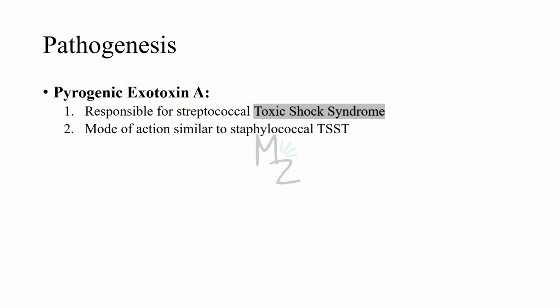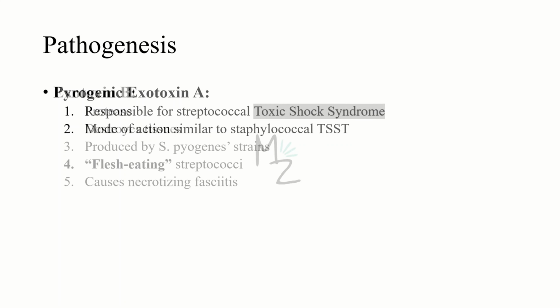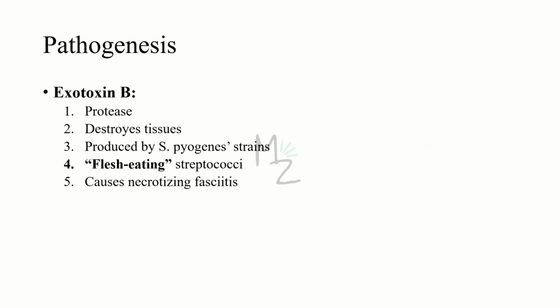The fourth one in the list is pyrogenic exotoxin A. It is the toxin responsible for most cases of streptococcal toxic shock syndrome. The mode of action of this toxin is similar to that of staphylococcal toxic shock syndrome toxin 1, TSST. That is, it acts as a superantigen that causes the release of massive amounts of cytokines from helper T cells and macrophages. The last toxin in the list is exotoxin B.